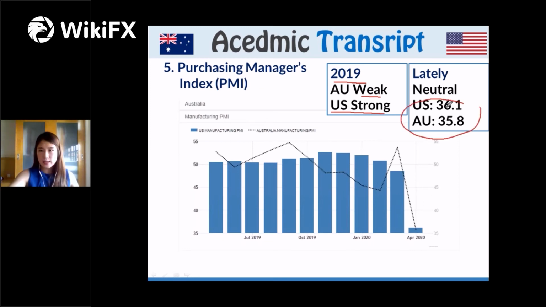The recent result is US 36.1 and Australia 35.8. Both countries' PMIs are under 50, which means that the economy is not doing well in both countries. And the last one, retail sales.